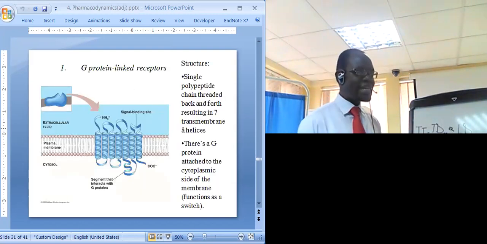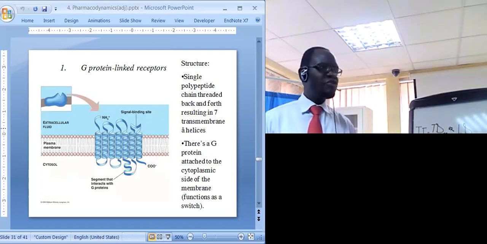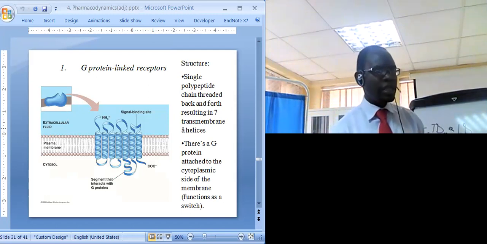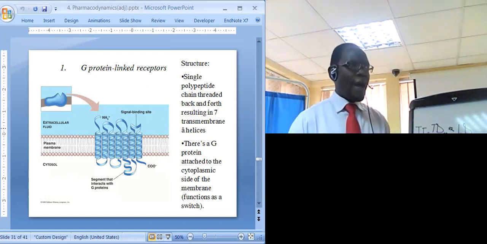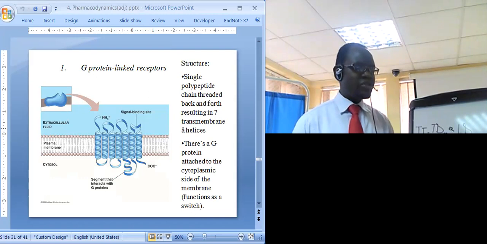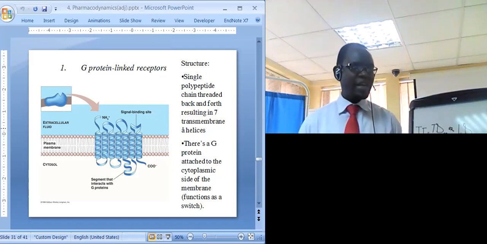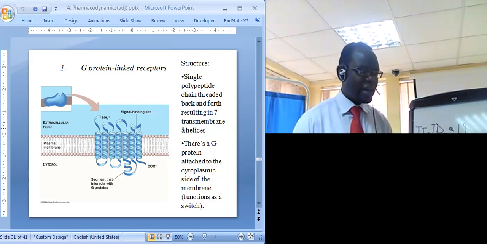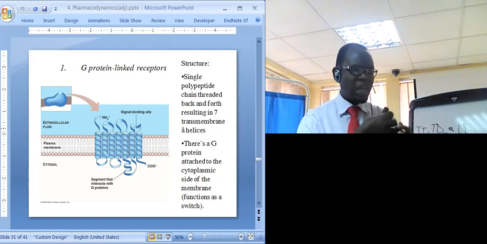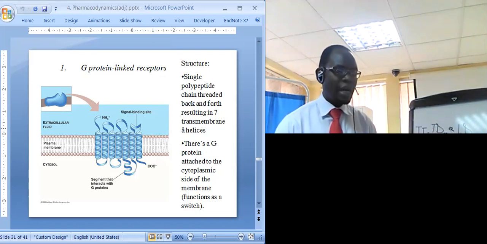All right. So starting with what we call the G protein receptors, as you can see in the diagram. So what is the structure? It is basically a polypeptide chain that is made up of seven helices, as you can see in that diagram. It's a chain of polypeptides, and they're basically 7 in number.